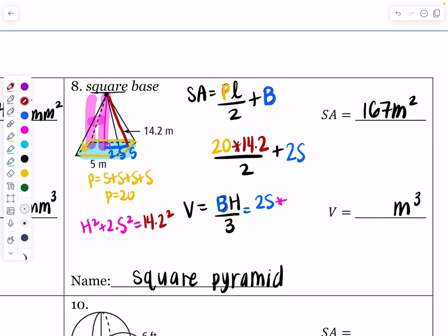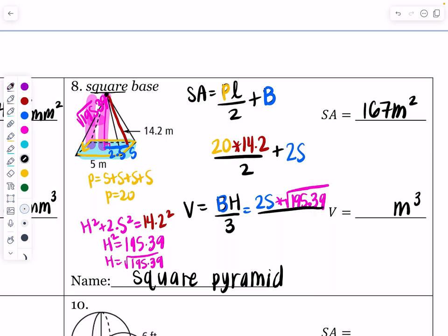So when we type this in, that's going to be 14.2 squared minus 2.5 squared. And that is going to give me h squared of 195.39. And so h is going to be equal to square root of 195.39. Again, I have my students not round immediately. We just round at the very, very end. So that's going to be times 195.39. Your calculator's not afraid of that number, so we're going to let it do its thing.